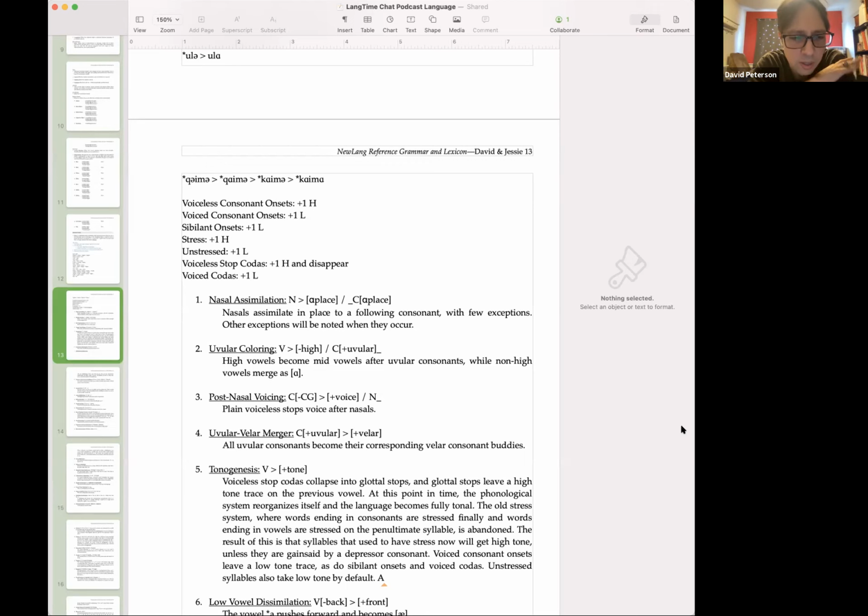Okay, so I'm going to read this again. Voiceless stop codas collapse into glottal stops, and glottal stops leave a high tone trace on the previous vowel. At this point in time, the phonological system reorganizes itself, and the language becomes fully tonal. The old stress system, where words ending in consonants are stressed finally, is abandoned. The result of this is that syllables that used to have stress now will get high tone, unless they are gainsaid by a depressor consonant. Voiced consonant onsets leave a low tone trace, as do sibilant onsets and voiced codas. Okay, I think that is actually all we need to say.